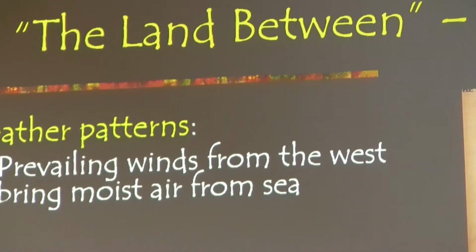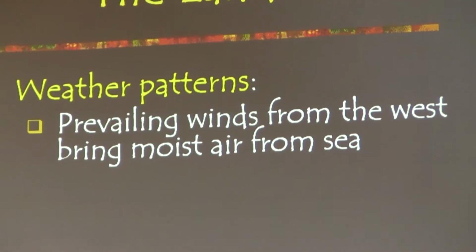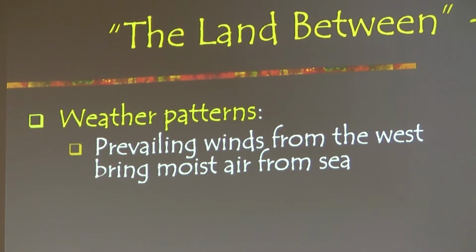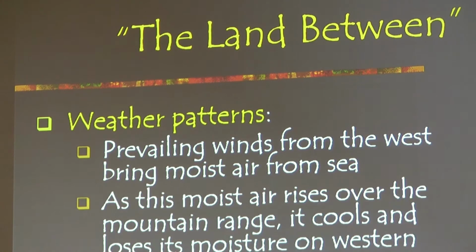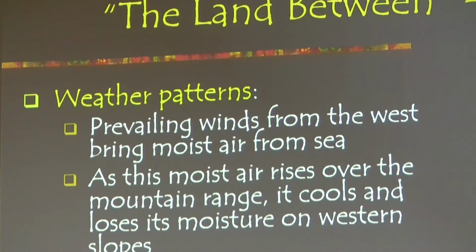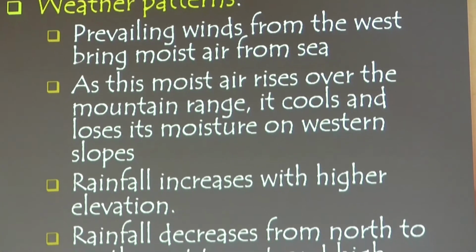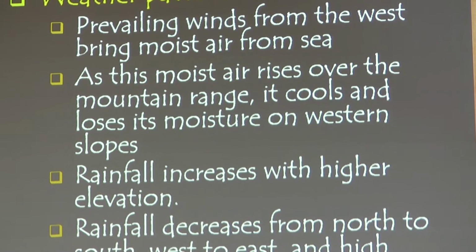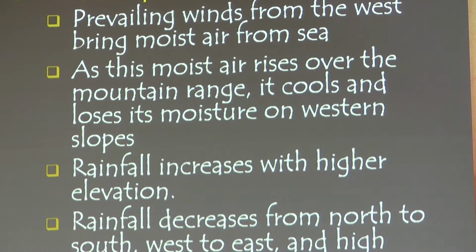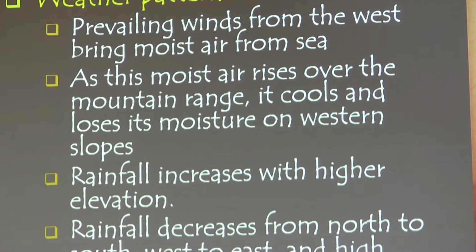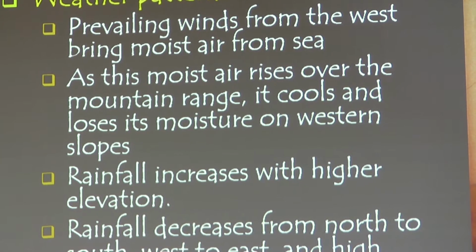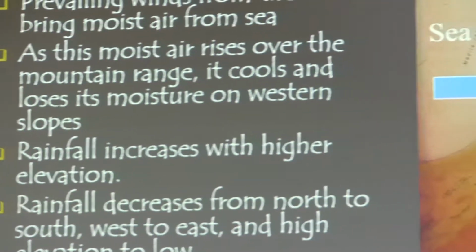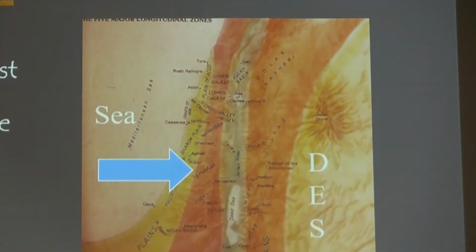So our prevailing winds, generally speaking, are coming from the west. They're bringing these moist clouds, the clouds that have been gathering over the Mediterranean Sea. They come across that mountain range, and now track with me as we look at what happens, because I realize this is a simplified version, but I think it'll help us understand the importance of these three components: sea, mountains, desert. Moist air rises. It's being pushed over, rises over the mountain range, cools.